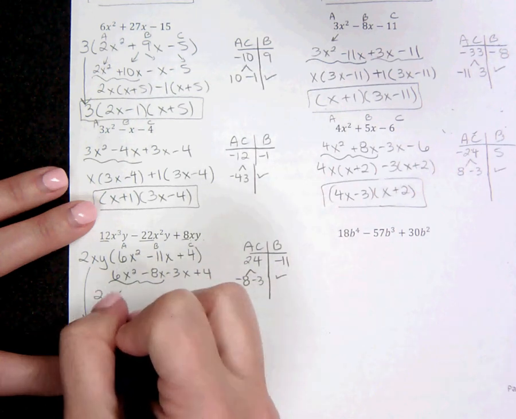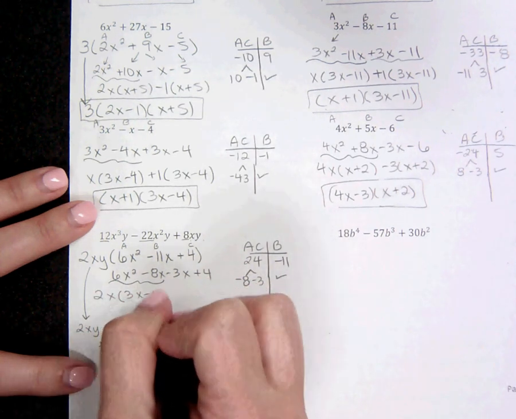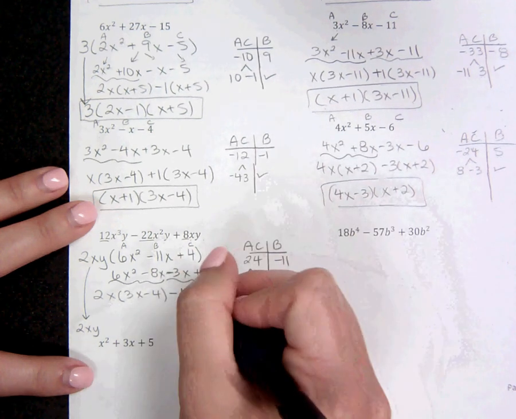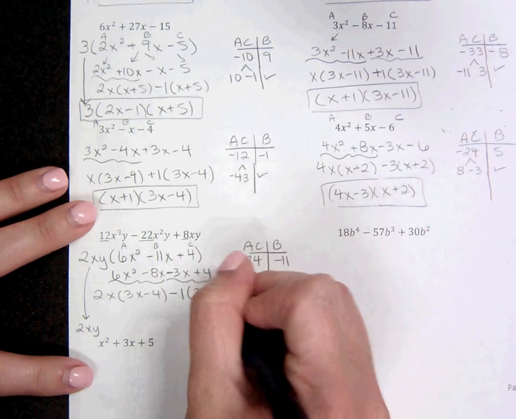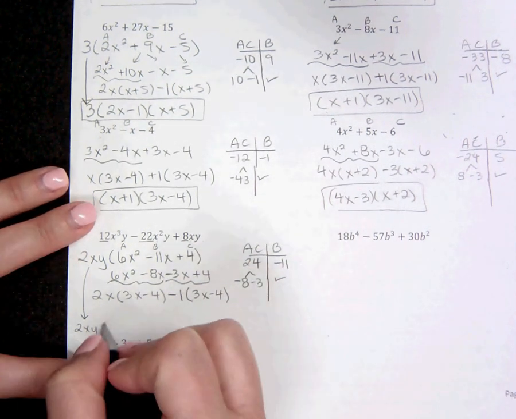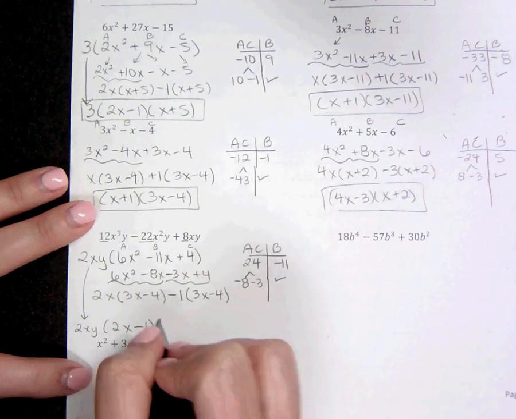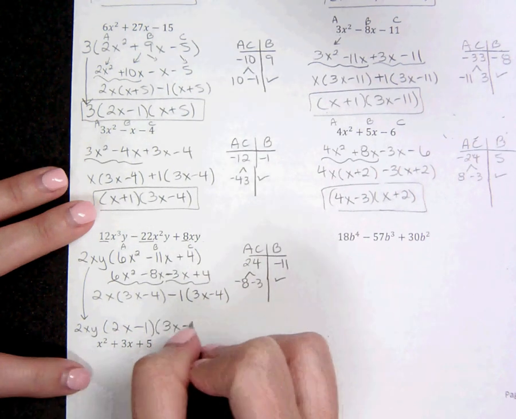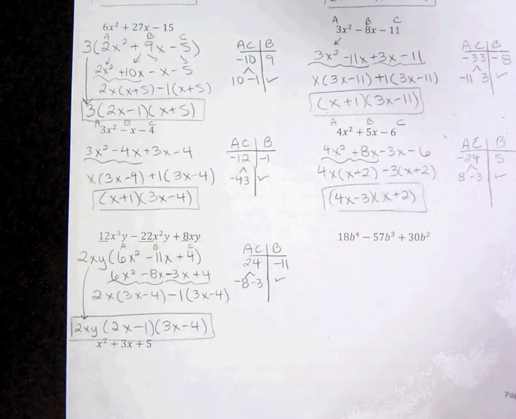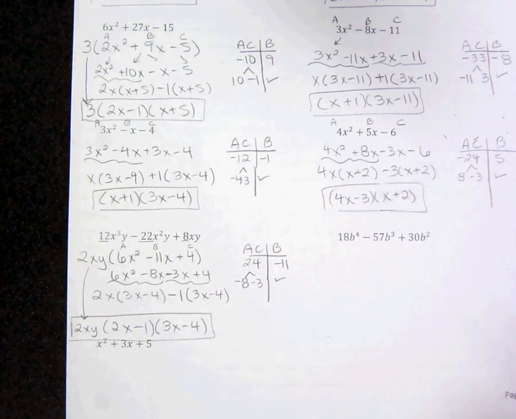It would be 2x times 3x minus 4. Here I'm going to take out a negative 1 because that's negative. That will also leave 3x minus 4. So the final answer will have 2xy, and then 2x minus 1, and then 3x minus 4. So the whole answer with the GCF included, and then the 2 binomials.